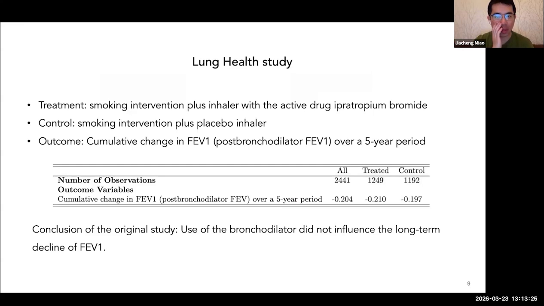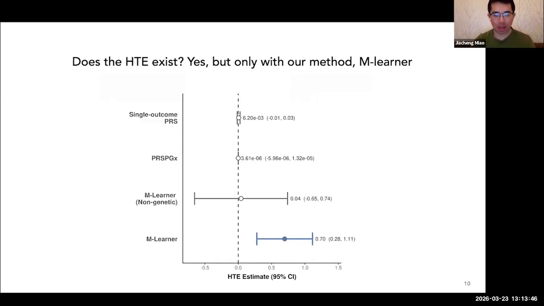So I will also use this example. I've mentioned this is a study that tries to understand whether use of these drugs will influence the long-term decline of the FEV1. And the conclusion of the original study is no. And if you apply the current best HTE estimation method, the answer is also that there's no heterogeneous treatment effect. But here is our method. I will introduce the details later, but I will show you some examples. If you apply our method using the genetic variations of these patients, you will typically get a very significant heterogeneous treatment effect estimation, in contrast to the current methods that people use in the genetics field, or the same method but using non-genetic features. So we are trying to develop a method that can handle these very high-dimensional genetic variations and also help us to really identify the heterogeneous treatment effect.